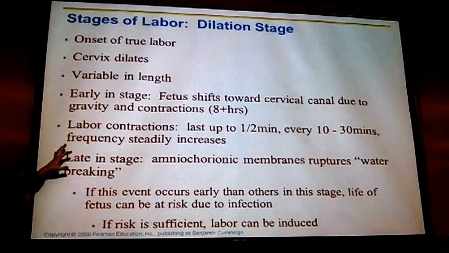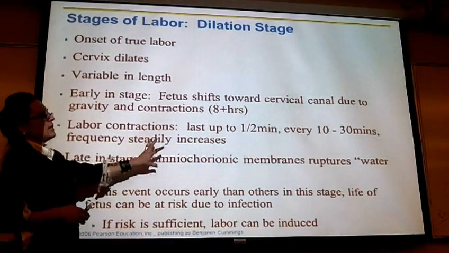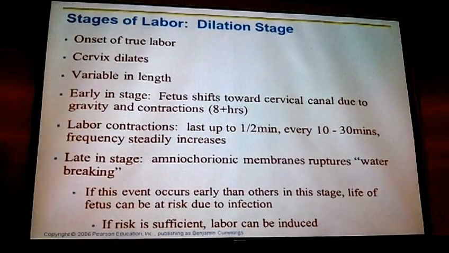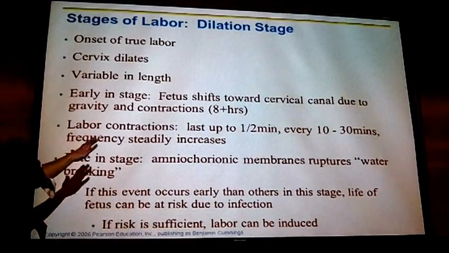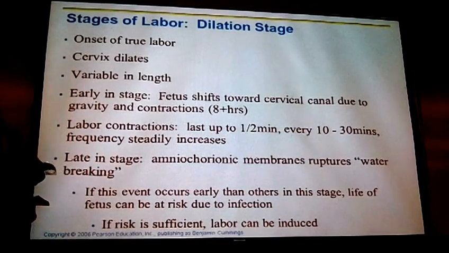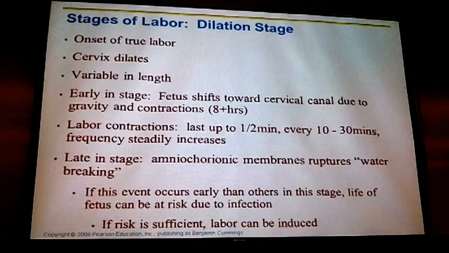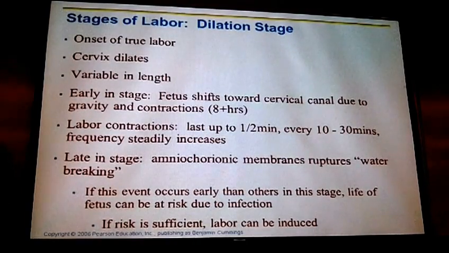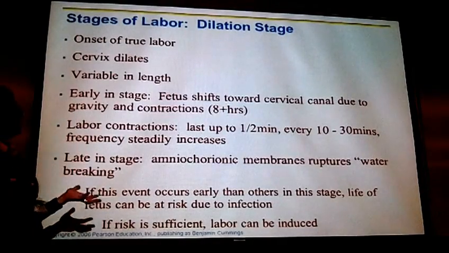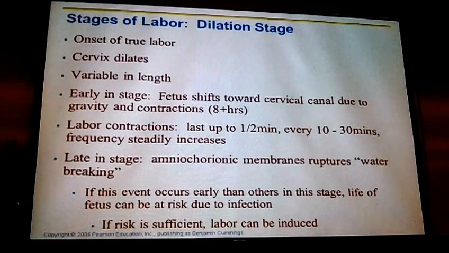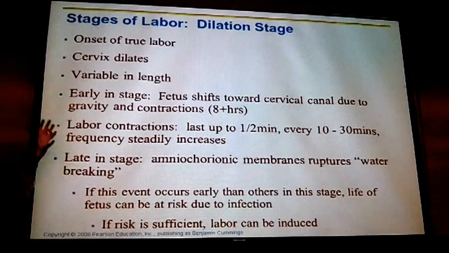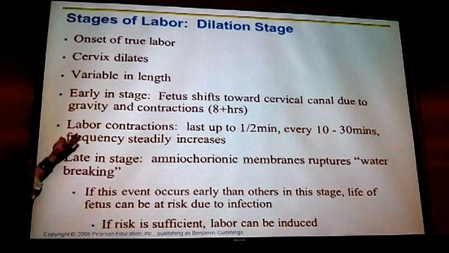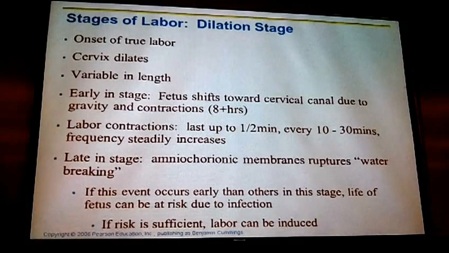In terms of contractions, they can last up to about half a minute. They're coming every 10 to 30 minutes, and throughout this stage the frequency is going to increase. Generally, they say don't go into the hospital until they're coming 5 minutes apart. It just depends. There are a lot of different avenues for having children today, so that's something you would have to talk with your doctor, midwife, or nurse practitioner about, whoever's going to do the pregnancy or the labor.